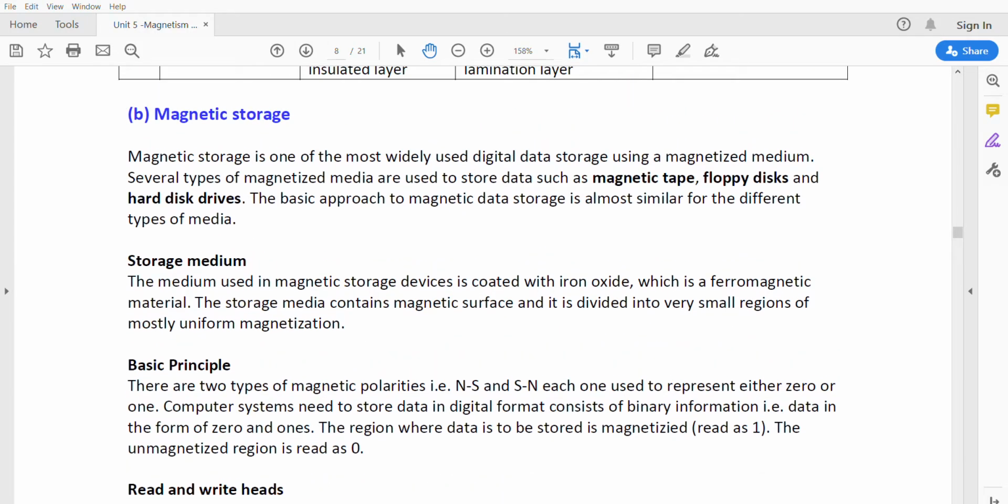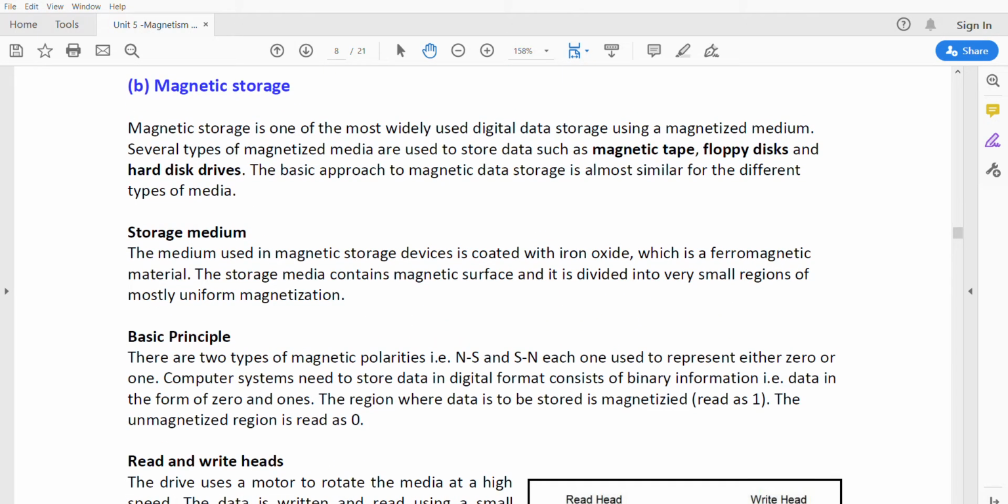And the next application of the magnetic materials is that these magnetic materials can be used for storage devices. Data storage is possible using these magnetic devices. Examples: magnetic tape, floppy disk, and hard disk drives. So data can be stored in the form of magnetized data, in which we can store huge data in less space, and the storage capacity is very high.